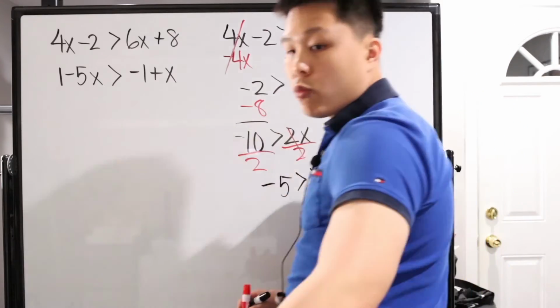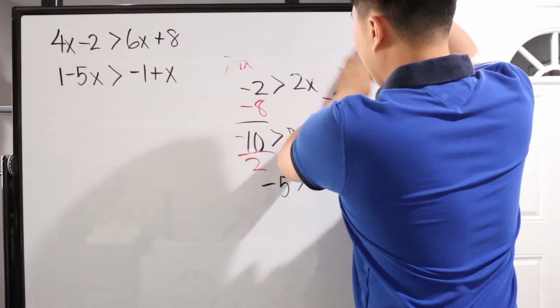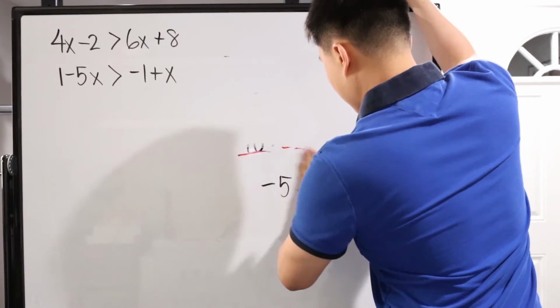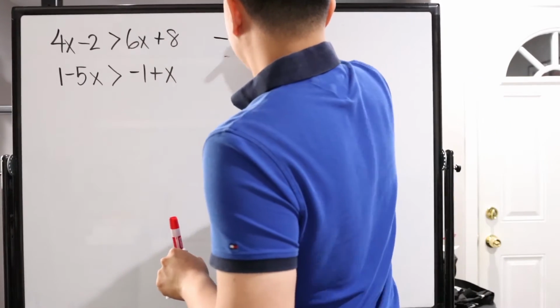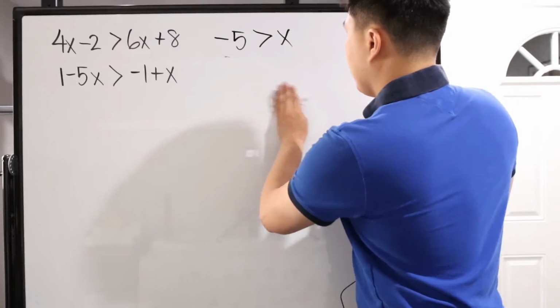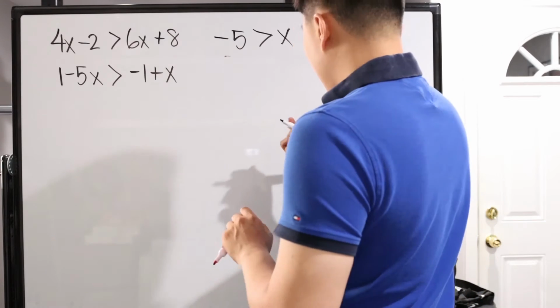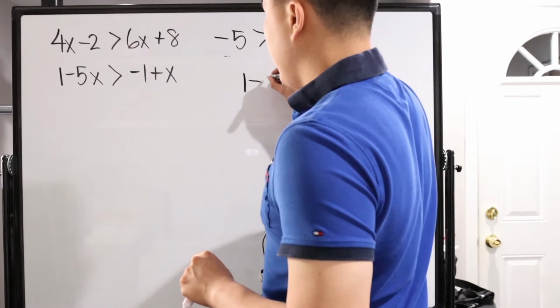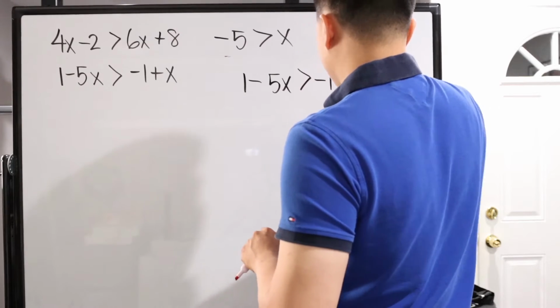I'm going to erase this, and then we're going to work on the second portion. I'm just going to keep the answer on the board, so it's going to be negative 5 is less than x. I believe that was the answer, okay? Now, for the second part, we're just going to solve that as well. We have 1 minus 5x is greater than negative 1 plus x.